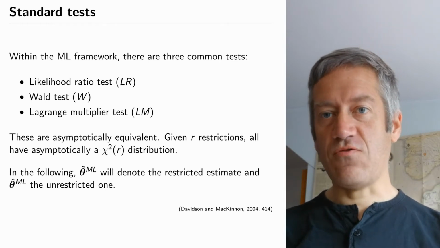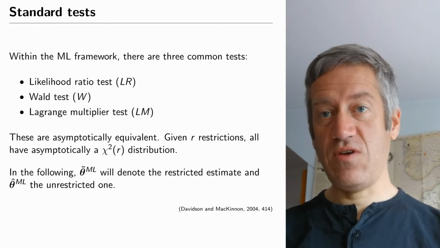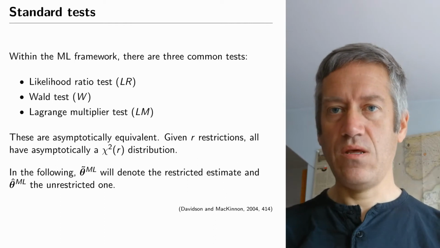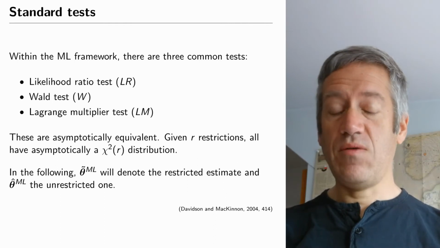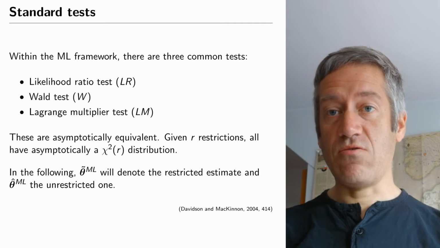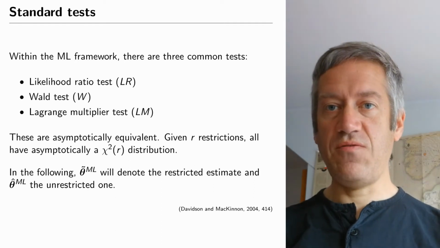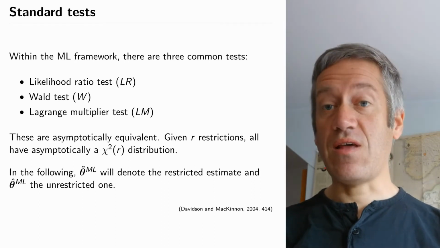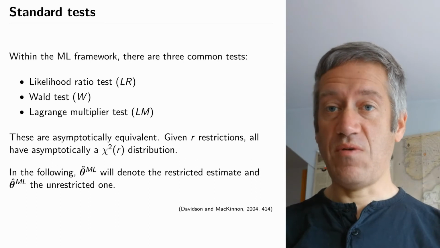All three test for a set of restrictions, so they test the restricted against an unrestricted model. And asymptotically, they're pretty much equivalent. So as your sample size grows larger, they will give you the same results. But when the sample size is not as large, this might vary.